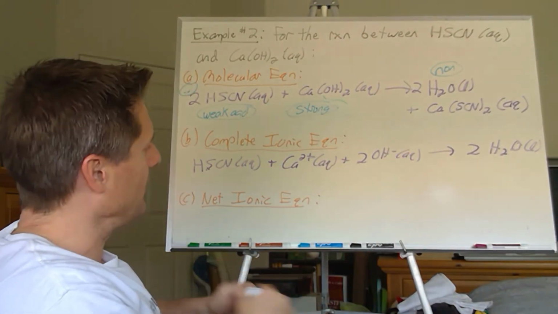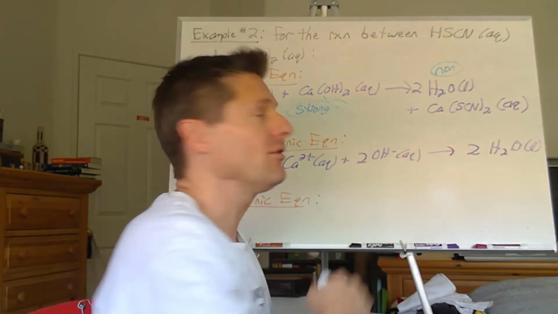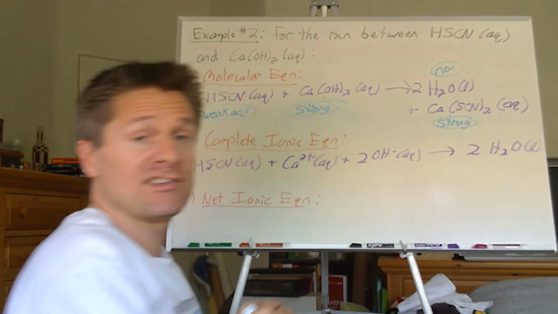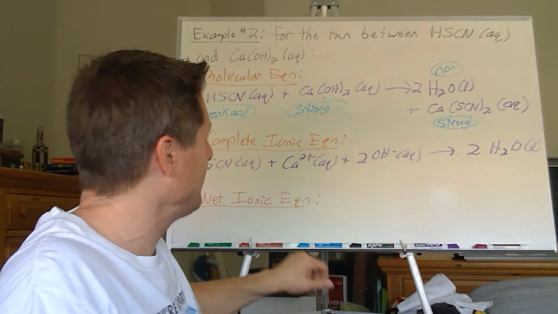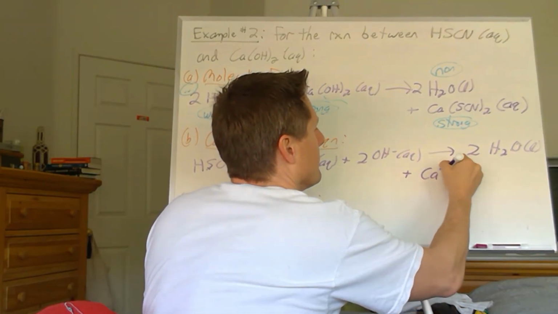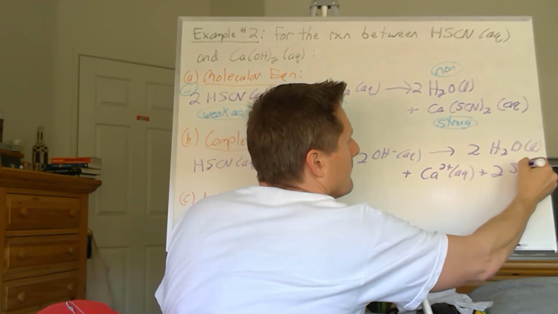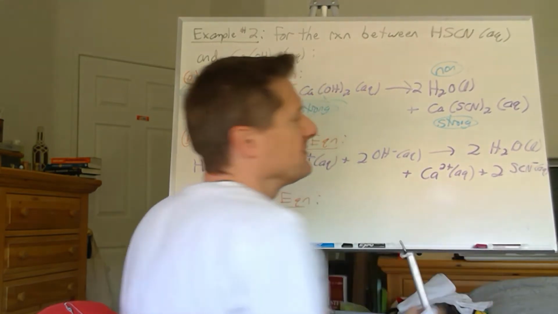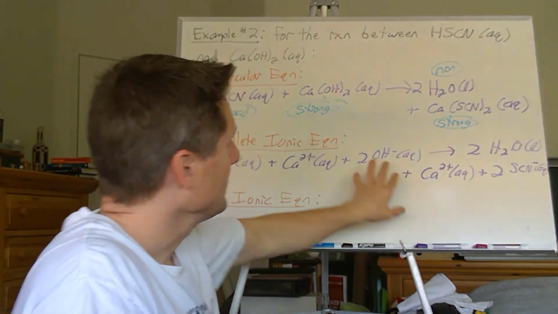And then last but not least, let's look at this one. That is an ionic compound. That's soluble, so that is a strong electrolyte. So we're going to split that. So 1 mole of this gives us 1 mole of calcium and 2 moles of SCN minus. So let's split it. There's 1 calcium. Woo! Didn't leave myself a lot of room to write there. And the 2 thiocyanates. There's your complete ionic equation.